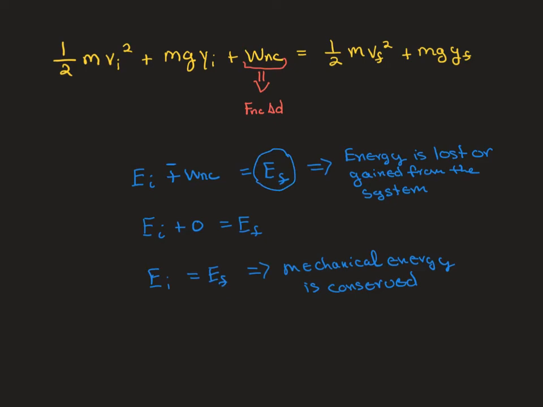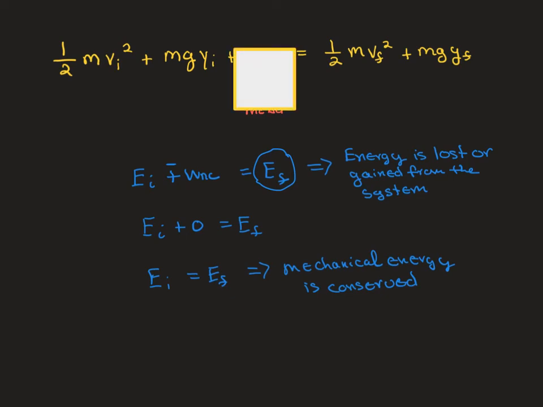So if you have work non-conservative in the system, energy is lost or gained from the system. Now, mind you, once again, the energy is not magically appearing or magically disappearing. It's just being transferred in or out of the system through non-conservative forces. However, if you have no non-conservative forces, then mechanical energy is conserved, so your initial will equal your final. Mechanical energy is conserved. And so you can see that your initial energy has to equal your final energy.